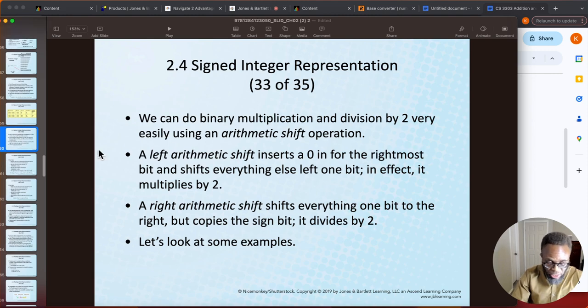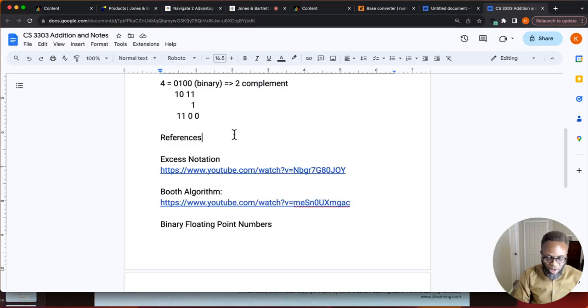Now we talked about shifting. In the Booth algorithm, in some cases you shift left. When you shift left, you're typically multiplying by 2, right? A left arithmetic shift inserts a 0 in for the rightmost bit and shifts everything else left 1 bit, and in fact multiplies by 2. Let's do a quick simple example here. This is important for you to understand the Booth algorithm. Okay, and please go to that video again.